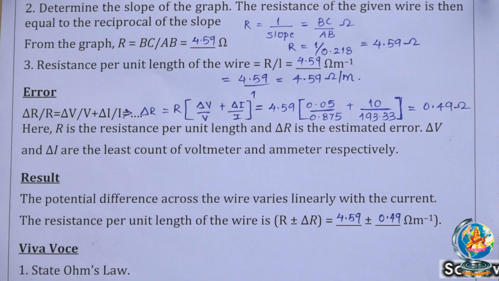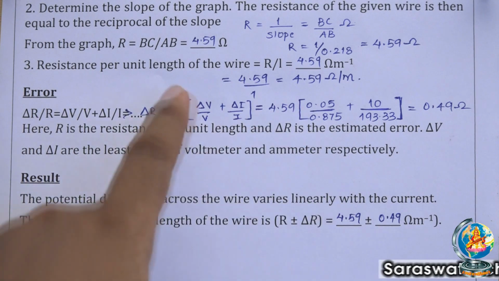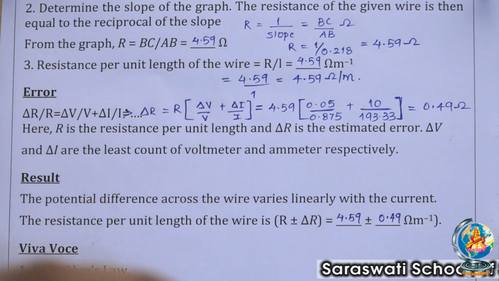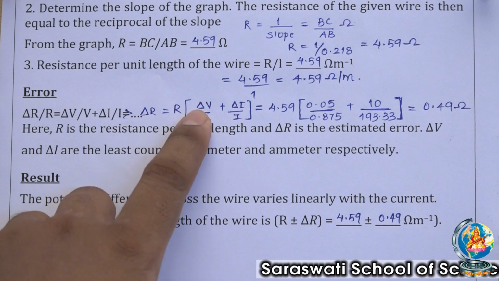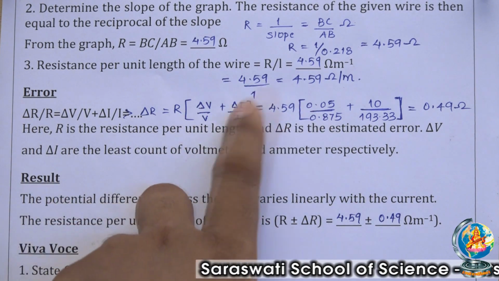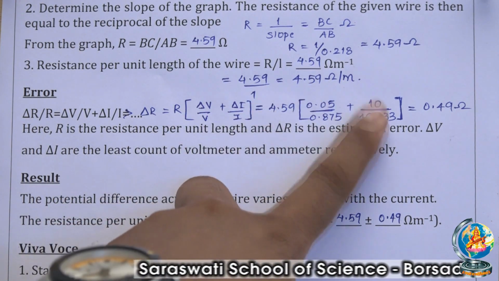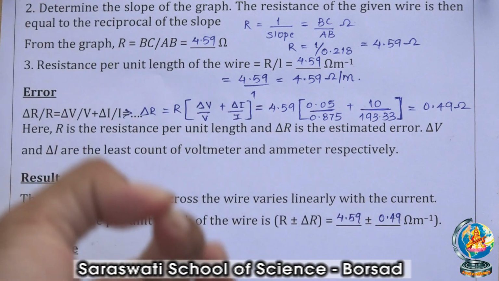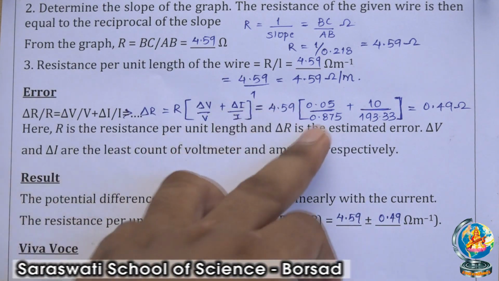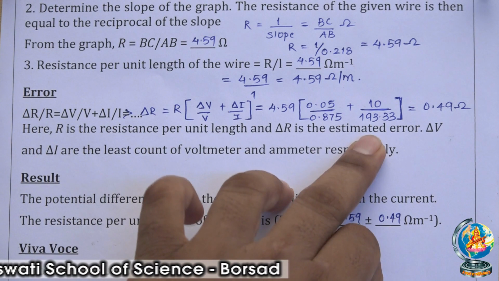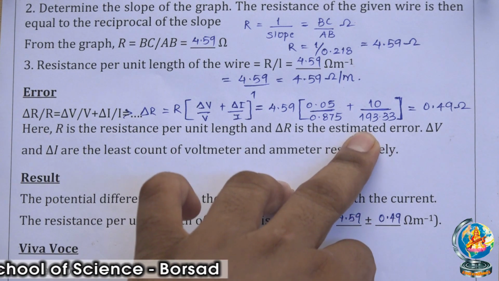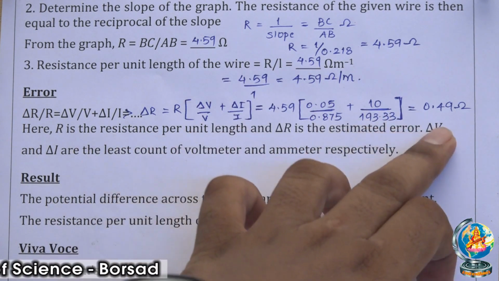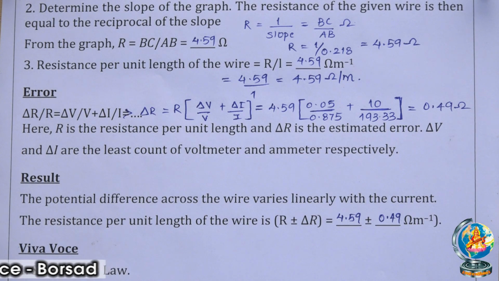Here one question arises: what are delta V and delta I, sir? Delta V and delta I are nothing but the least counts of the voltmeter and milliammeter. The least count of the voltmeter was 0.05 and the least count of the milliammeter was 10. So I am putting in the values and taking any one point on the graph, that is the 0.875 voltage reading, where the corresponding current reading is 193.33, and if I work this out, I get my answer 0.49 ohms. So this is my error.